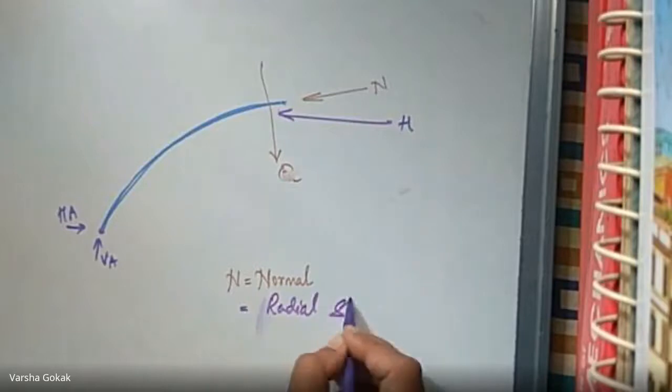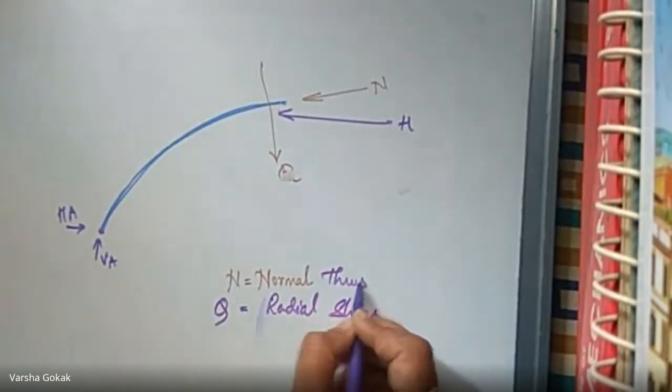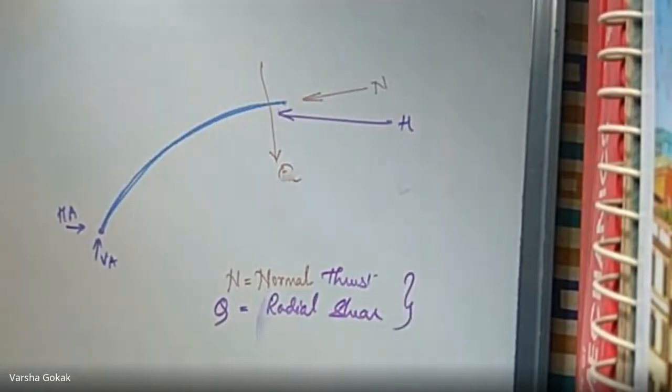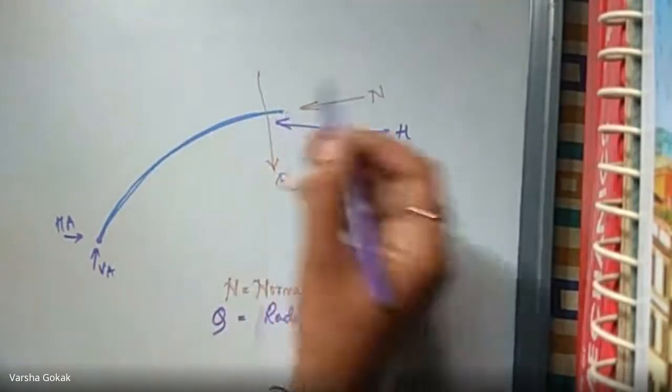Radial shear. I call it Q. So these are the two main things that we have to find based on this. How we find is, this is your arch section.